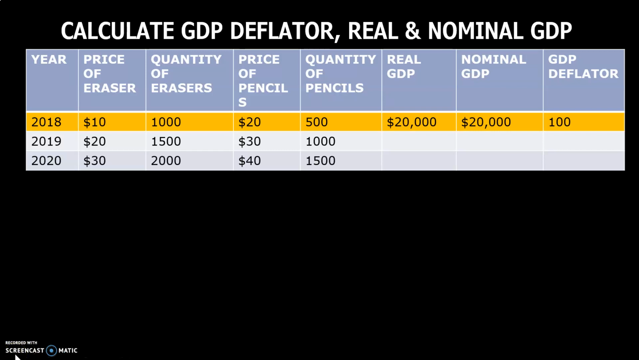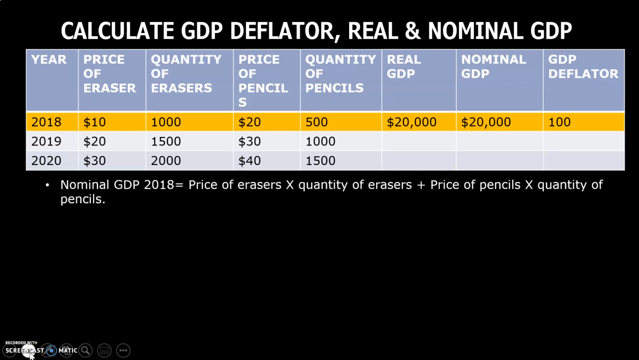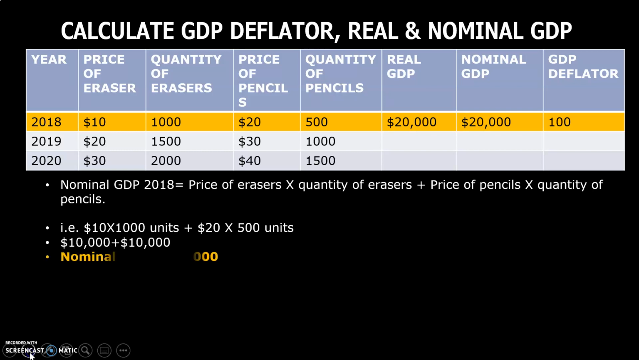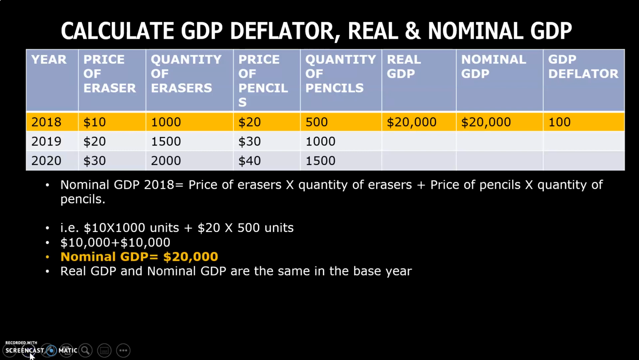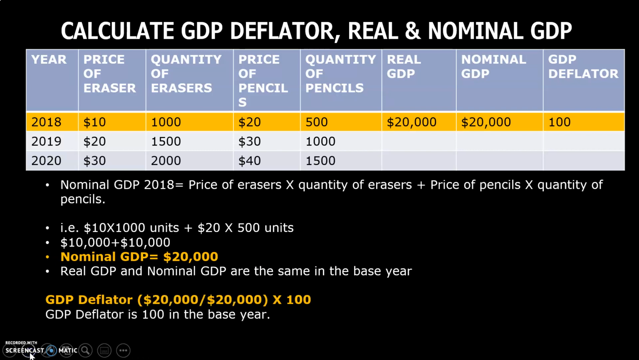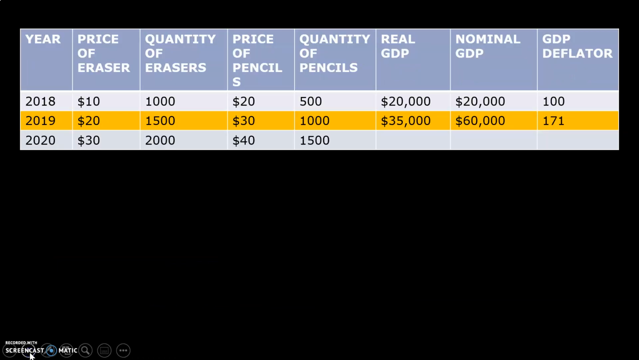So if we are calculating the real and nominal GDP for 2018, we'll notice that the figures will be the same. We'll multiply the price and quantity of erasers and the price and quantity of pencils, and we'll add both values together to get nominal GDP. And since it's the base year, it will also be the same for real GDP, which means that the deflator is going to be 100.